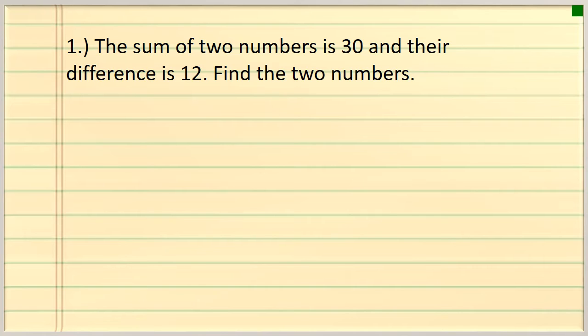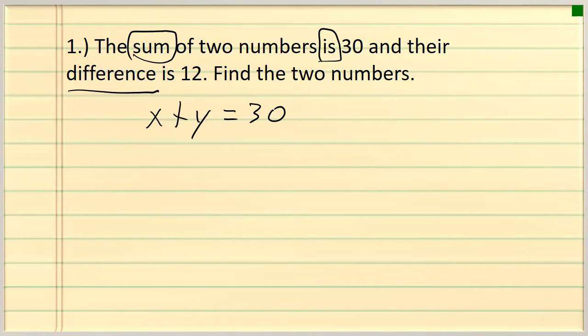Find the two numbers. Well, I'm going to use X and Y in this case because there's no item that I need to identify the variable with. So if sum means to add, and is tells me where the equal sign is, the sum of two numbers, that is X and Y, is 30. Difference means to subtract. Their refers back to the two numbers that I'm talking about. So their difference, that is the difference of X and Y, is, there's that equal sign again, is 12.